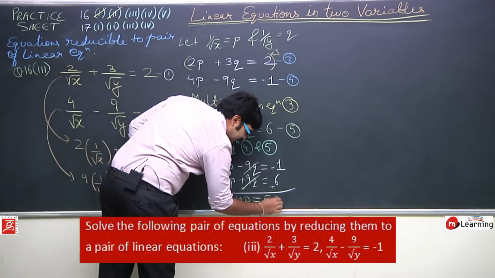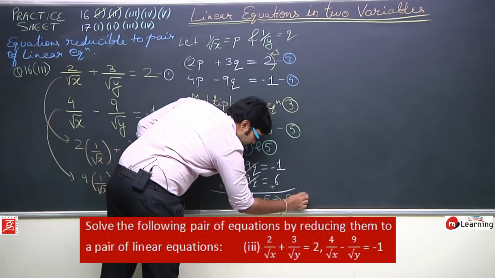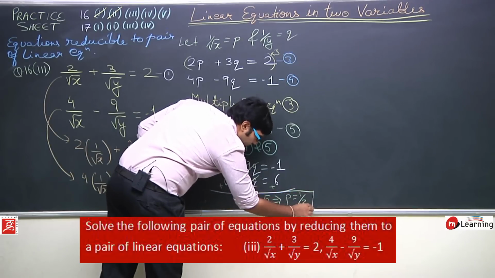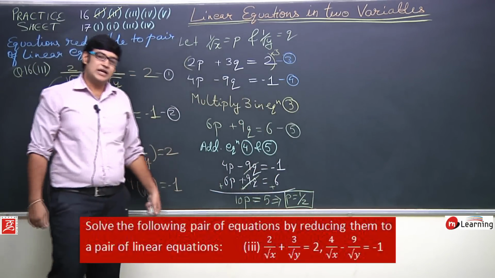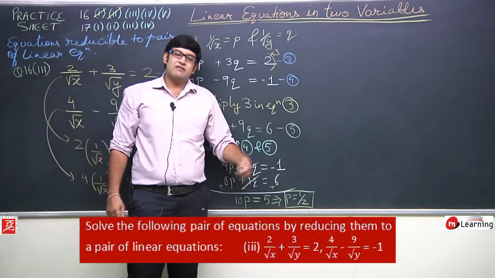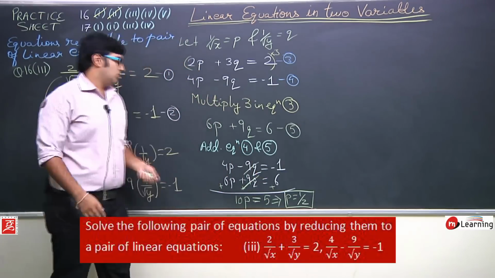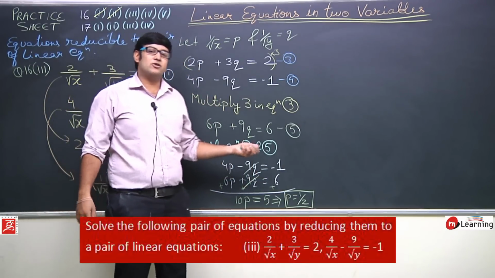So it implies the value of p will become 1 by 2. Okay, the value of p will become 1 by 2. इस तरह से हम p का वैल्यू डिटरमाइन कर सकते हैं. And how can we determine the value of q?